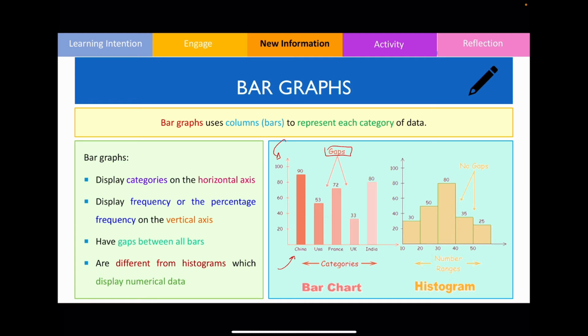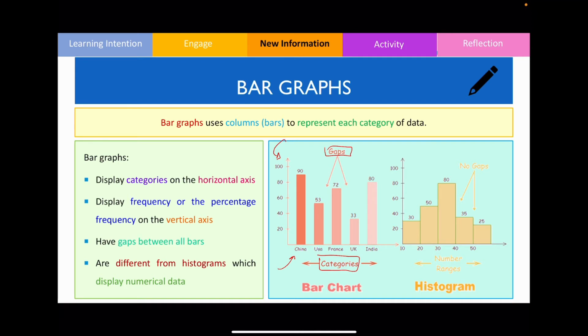However, one of the main differences is that a bar graph will always have gaps in between each of the bars, whereas a histogram would tend to not have gaps given that there are no missing values in between the number ranges. The second main difference is that a bar graph displays categorical data, whereas a histogram displays numerical data.